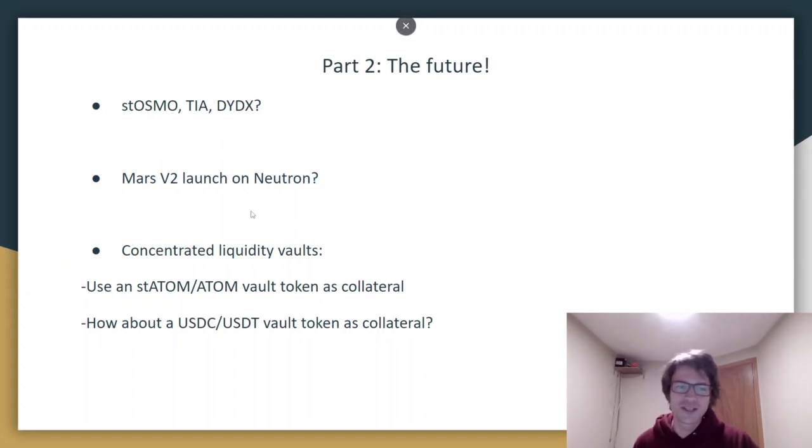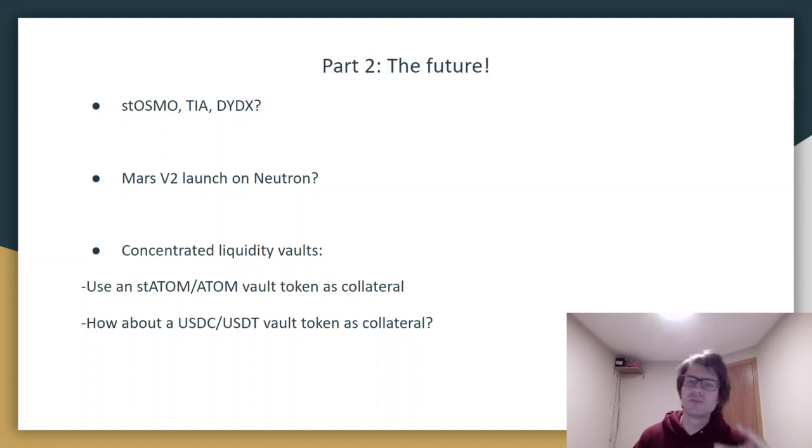Another thing, the second point here: Mars is launched on Osmosis with V2, but on Neutron, it's only V1. And in the future, we can look forward to Neutron upgrading to V2. I'm sure that'll happen. And Neutron is looking pretty interesting at the moment. It recently debuted on Binance. Obviously Duality is building there as well. The liquidity is building up on Astroport on Neutron. So I think Mars V2, when it comes to Neutron, will provide some more variety as well.